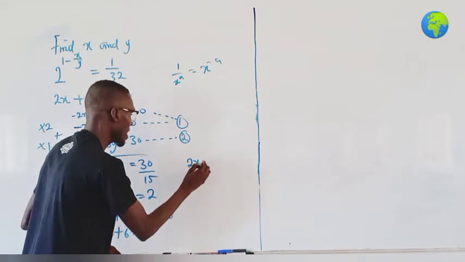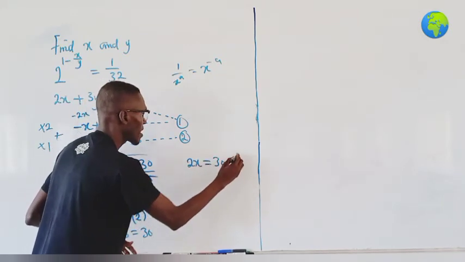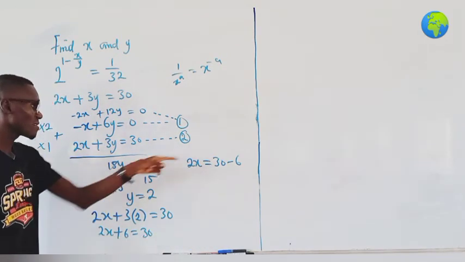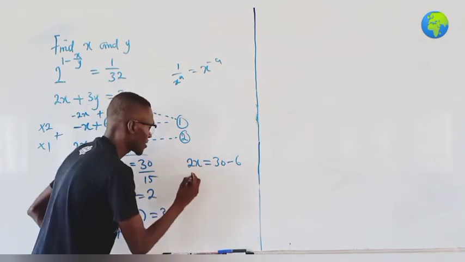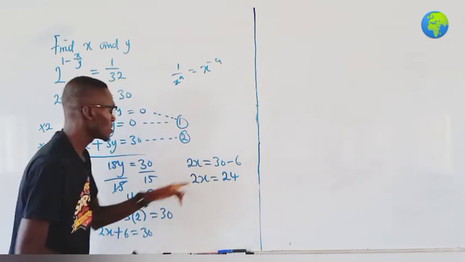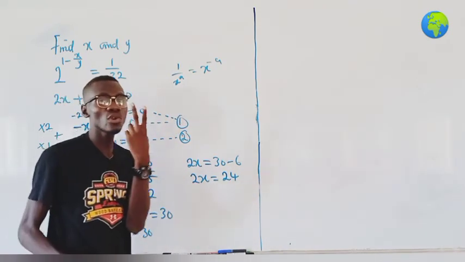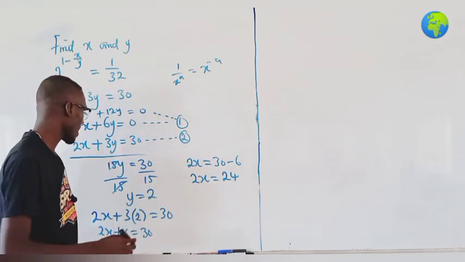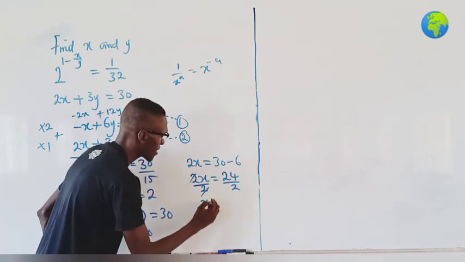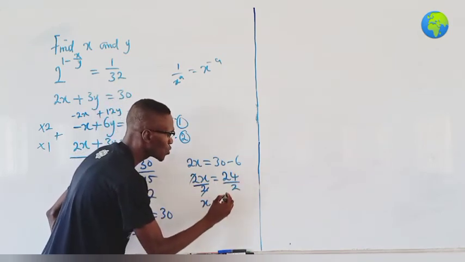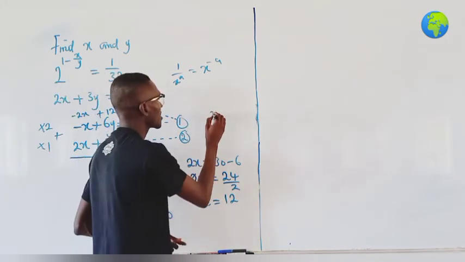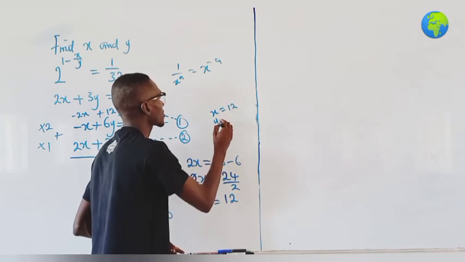So this is going to be 2x is equals 30 minus 6, because this is a positive 6, right? If it crosses to the other side, I'm going to have minus 6. So this is 2x is equals 30 minus 6, that's 24, right? So we need x, not 2x. How do we treat this? It's just to divide both sides by what? By 2. Dividing both sides by 2, this cancels out. And our x is equals 24 divided by 2, that is 12. And that's the value of x as well. So that means x is equals 12 and y is equals 2.